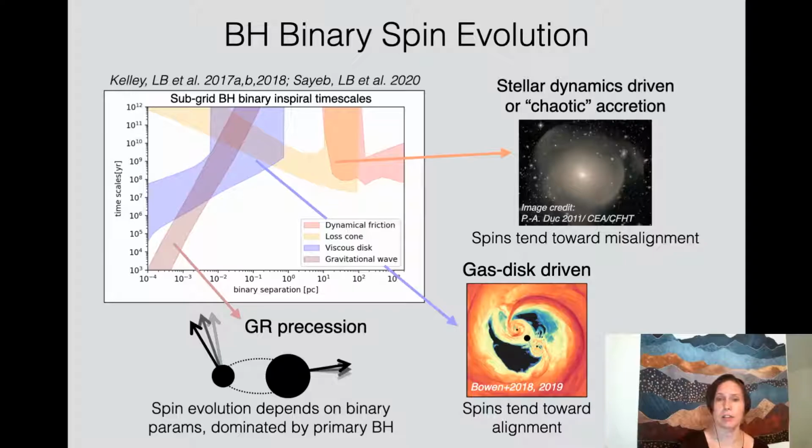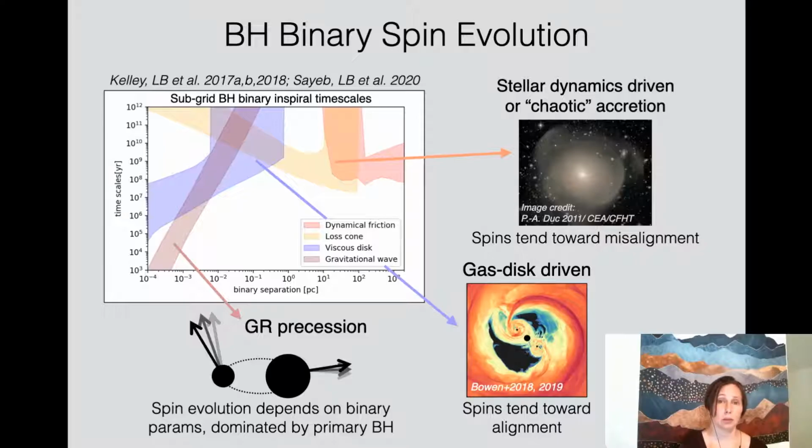Well, on larger scales, spin evolution is likely to be dominated by the interactions with surrounding gas. Specifically, if the black hole binary is embedded in a circumnuclear gas disk, then the black holes are likely to have their spins aligned on a fairly short time scale by gravitational torques from the disk. But if there isn't a coherent thin disk with a well-defined angular momentum axis, if instead, for example, gas streams are infalling along continually different directions, then we might be closer to a chaotic accretion scenario where spins would tend more towards a random distribution. And this is also what you would expect if there simply isn't very much gas at all in the galaxy nucleus, and so stellar dynamics is instead dominating the inspiral.